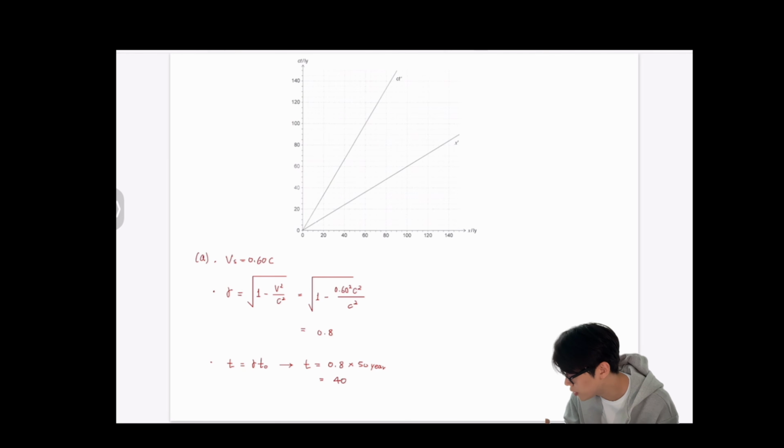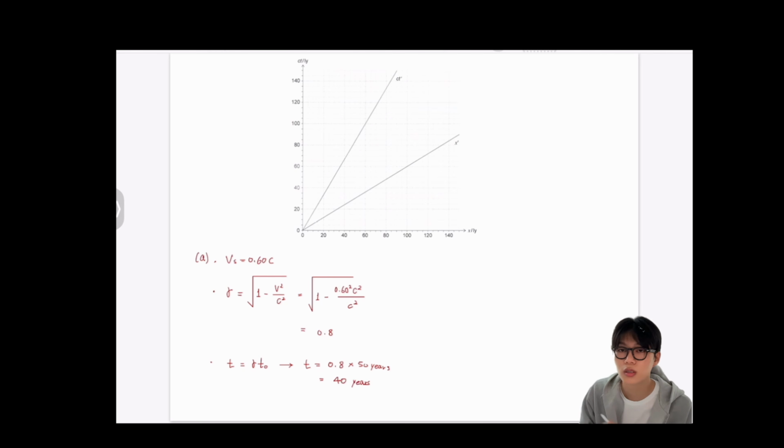Then that is equal to 40 years. Okay, so that's what question A is. Okay, moving to question B1.